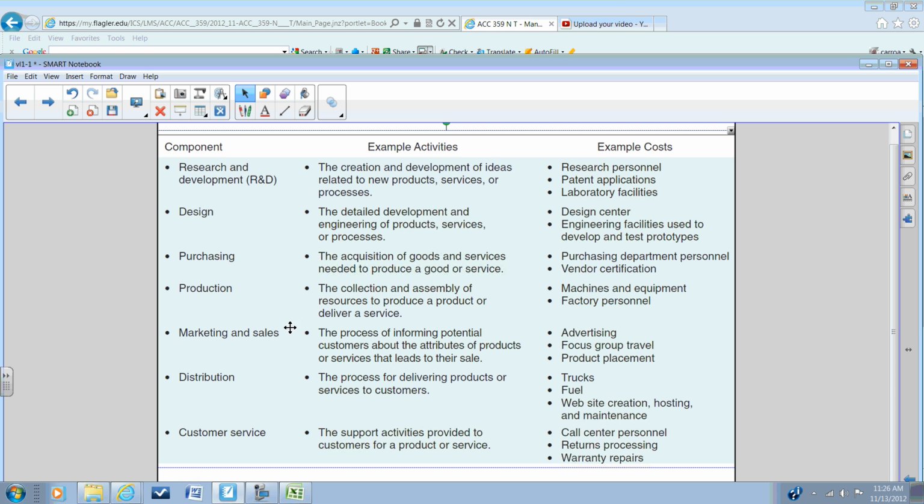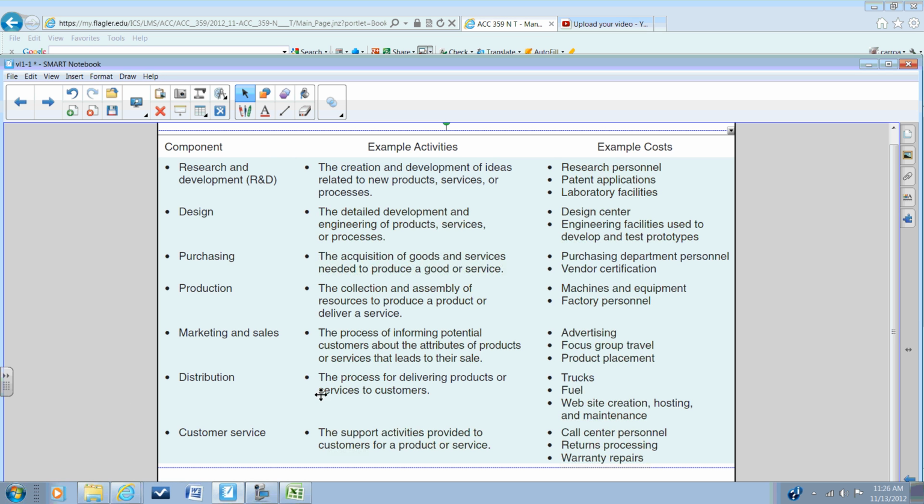And then we have to do our selling, which will deal with marketing, advertising, customer contact, and the activities of our salespeople. And once we sell the product, we have to get the goods and services to the customer, and then we need to follow up with the customer service.